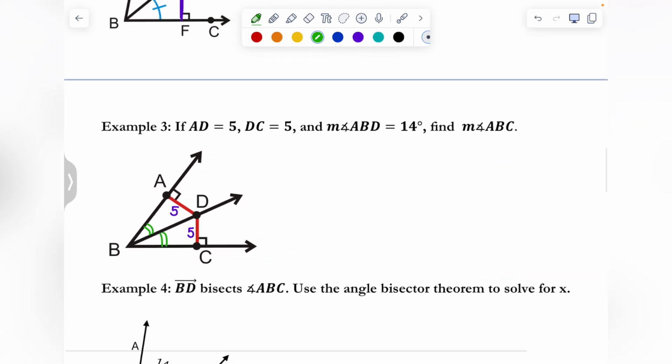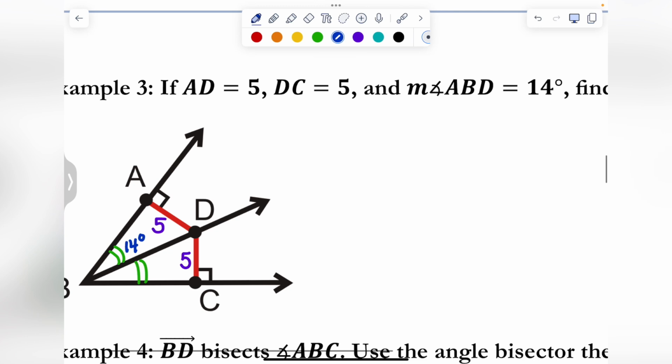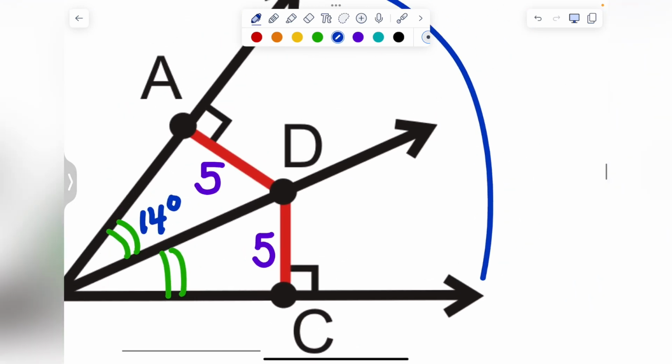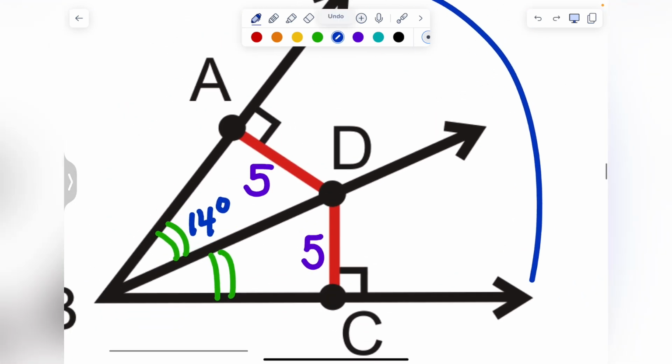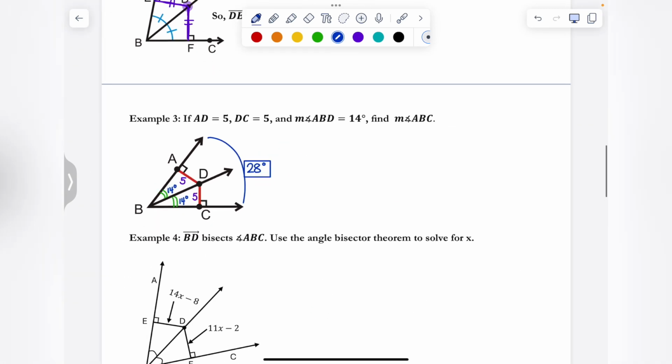All right, so ABD is 14 degrees. Then it says find the measure of ABC, the whole thing. Well, if this is 14 degrees down here, that means this is also 14 degrees since it's an angle bisector, which means the whole thing is 28 degrees. That's the answer. That's example 3.